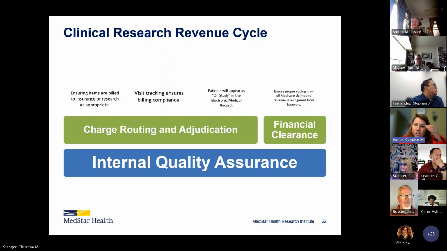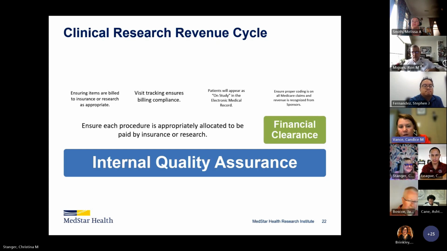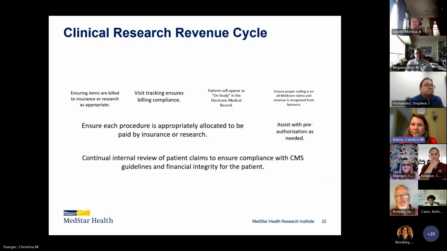So for the billing, we ensure that the proper coding is on all Medicare claims and that revenue is recognized from our sponsors. When we appropriately adjudicate the charges, that is where we take a look at the whole account, see what charges happened, and whether they were billed to the proper payer. Was any pre-authorization required? Did it need to go through our financial clearance department at MedStar Health? That is where we also ensure that. And then overall internal quality assurance is just monitoring those visits on a daily basis and making sure that we've gotten all of those requirements on each bill.